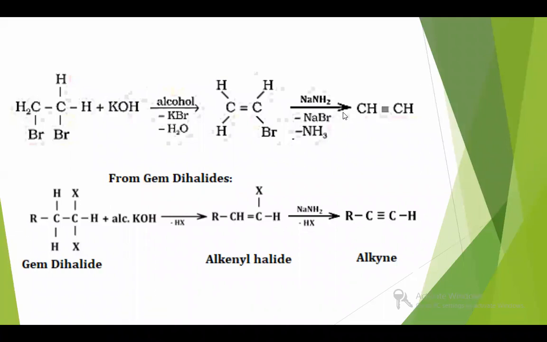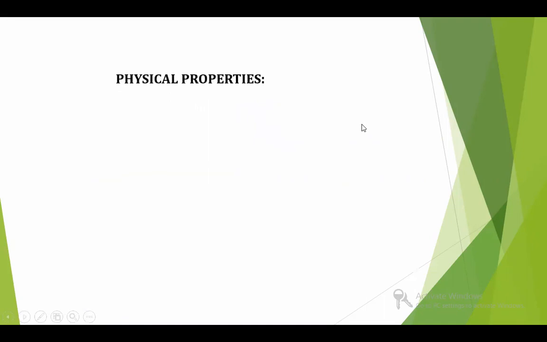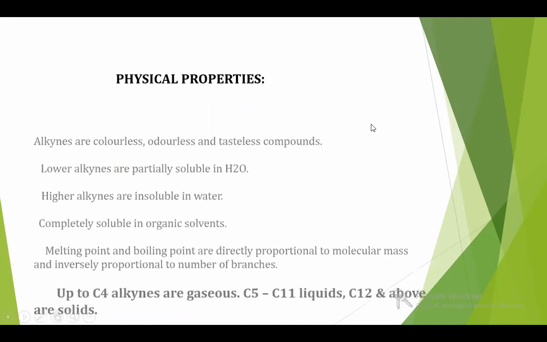Okay, these are the important methods of preparation. Which are the important methods of preparation? On an industrial scale, alkynes are prepared in large quantities from calcium carbide, CaC2. Next is from vicinal dihalide and gem dihalide, the other two methods. Next, after this, physical properties of alkyne.